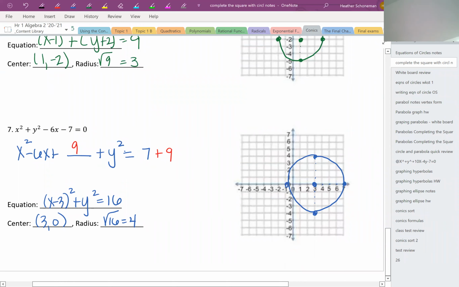So I grouped the x's, and again, with the y's, it was just the y squared. So technically, if I wanted to, I could put a plus 0 in here, but it's not necessary. So factor the first part, and then I just get y squared. When it's just y squared, remember that's going to be 0 for that coordinate of the center, and that's it.